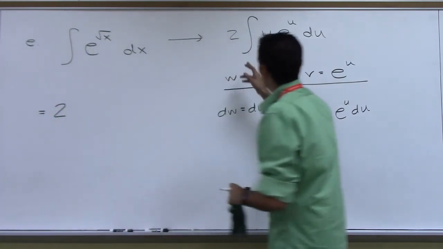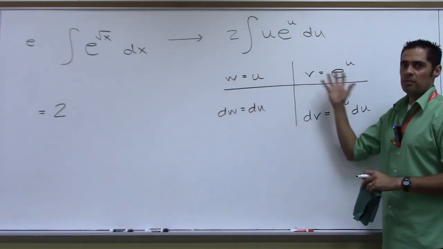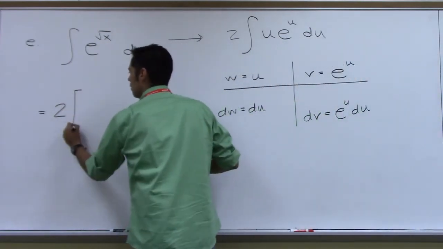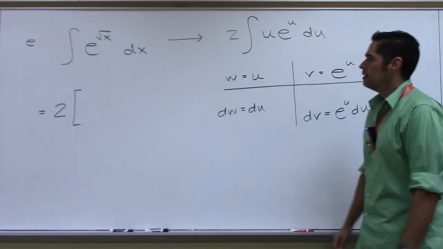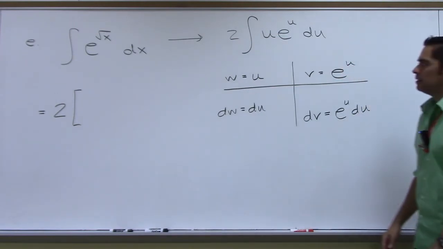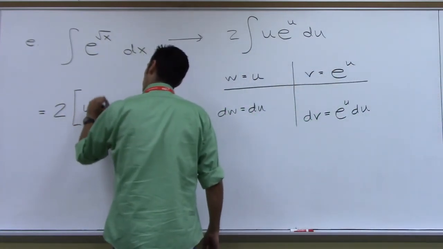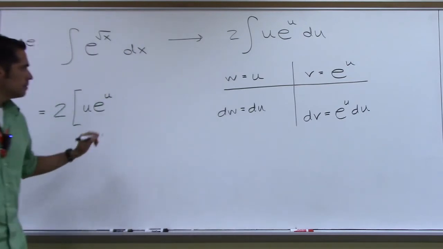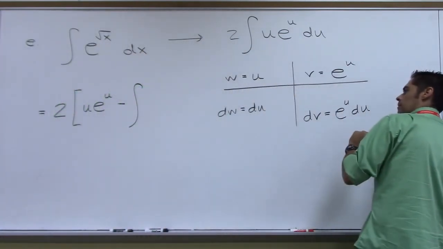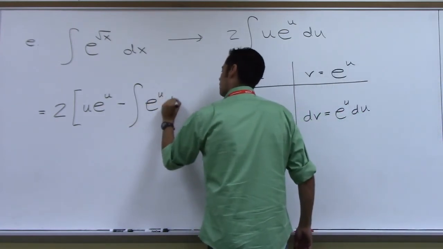All right, so the 2 here, right? And then I want to use integration by parts using this table. So there's the 2. I'll even put it in brackets for you. Give me the... we can't say ultraviolet anymore, right? So it's going to be u e to the u, minus the integral of e to the u du.